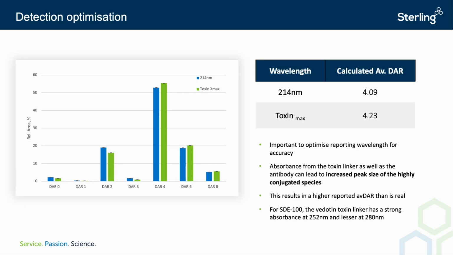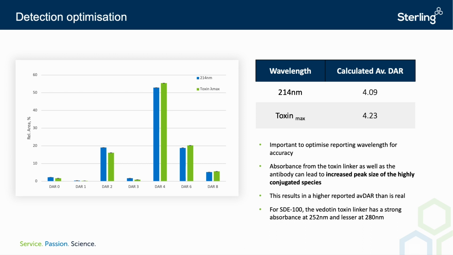Firstly, it is important to check that the reporting wavelength is optimal for accuracy. For HIC, ideally only the protein absorbance will be measured, as this will be consistent. If the toxin linker has absorbance as well as the antibody, it can lead to increased peak size of the highly conjugated species, as there are more linkers. This results in a higher reported value for the species and overall a higher reported average DAR than is real.